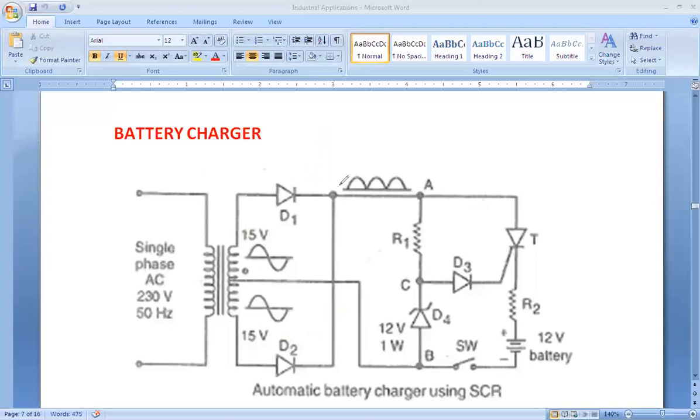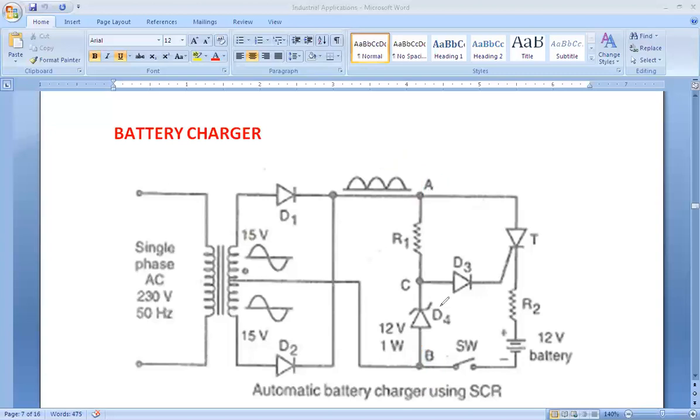So the output voltage across this AB terminal is not sinusoidal. It is of pulsating DC nature. And this pulsating DC we will get across the AB terminal, and that is our DC voltage. So we can say it is the voltage VAB.